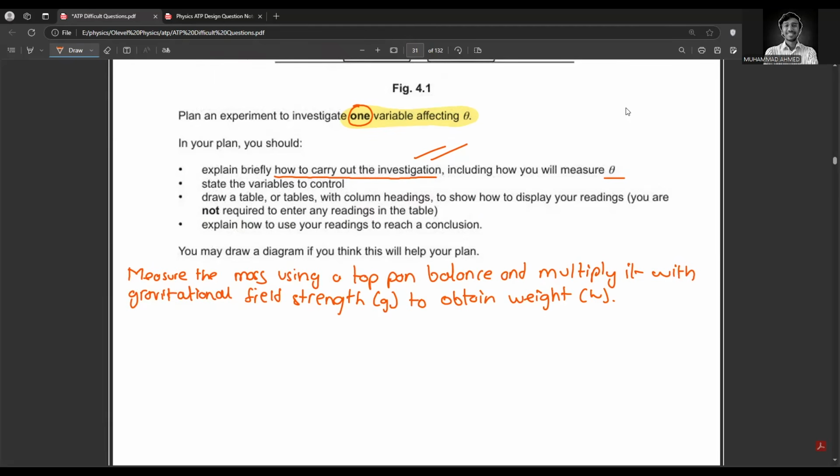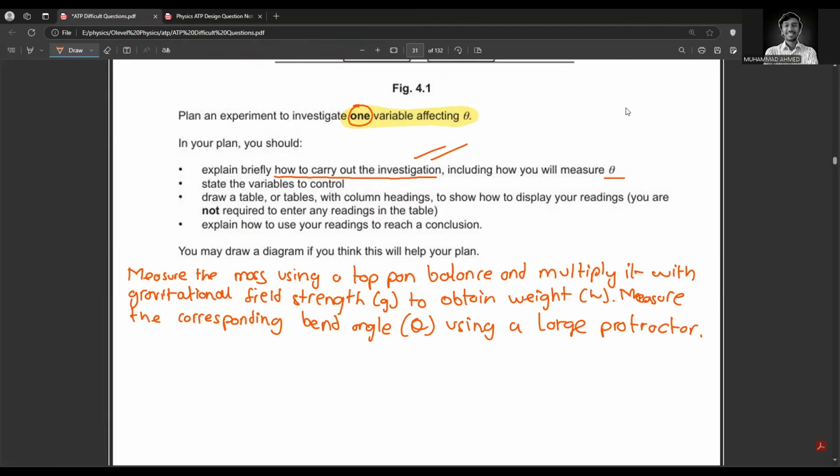You have told how to measure the independent variable. Now, how will you measure the dependent variable? That is theta. Measure the corresponding bend angle theta using a large protractor. Simple as that. What's the last point that you have to tell here?